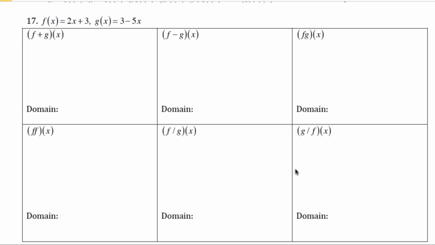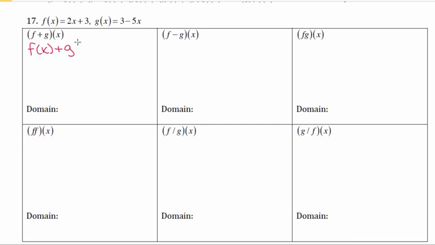For f plus g, f minus g, and f times g, the domain is just the overlap of the two originals. It's the intersection of the domains of the two separate functions. And if you make a fraction, for instance, f over g or g over f, you need to figure out what makes your denominator equal to 0 and then remove that from that intersection or overlap.